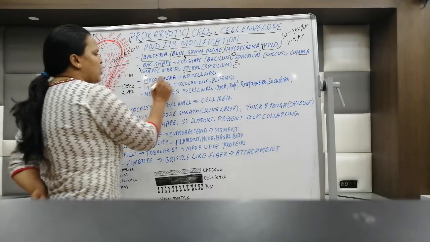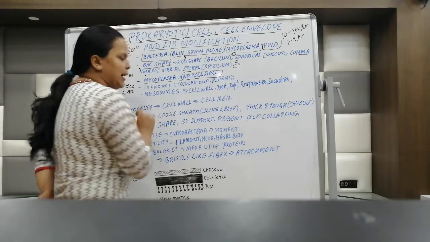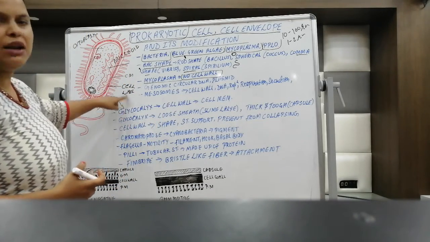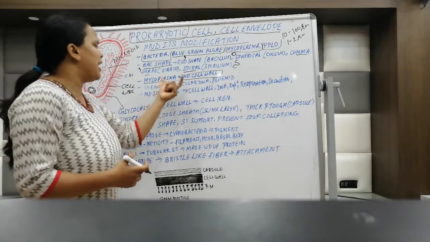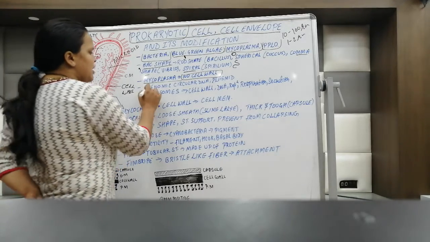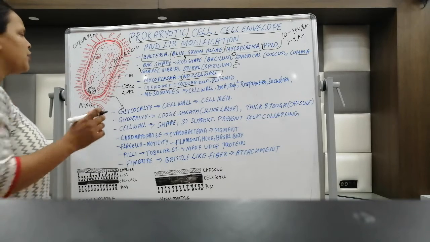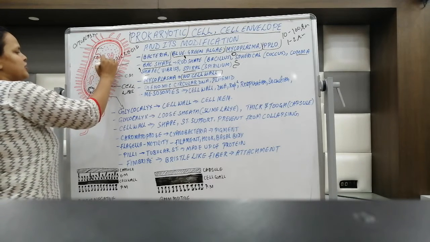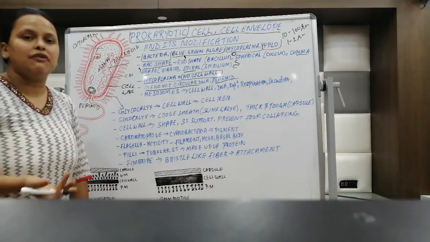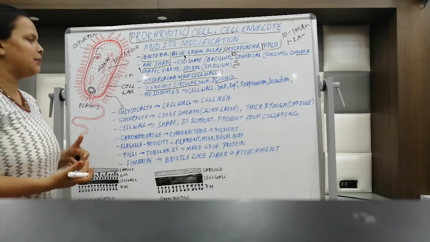Then we have mycoplasma as prokaryotes, and they do not have a cell wall. I told you that a prokaryote will have the glycocalyx, the cell wall and the cell membrane. But mycoplasma will only have the cell membrane; it doesn't have the cell wall structure. Next, the genome is a circular DNA. This nucleoid is double stranded DNA which is circular in nature. It also has a plasmid. What is the function of plasmid? It provides resistance towards different antibiotics.